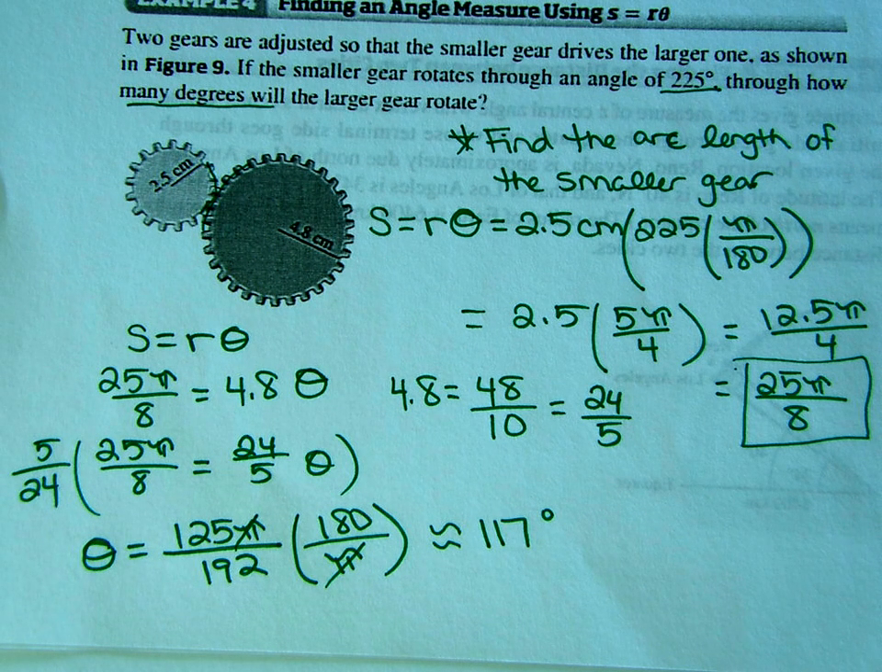This one is pretty much as complicated as it gets because you have to find the arc length once, and then you have to use the arc length in order to figure out the theta on the second gear. Are there any questions about any of the steps that we took on this one? Okay.